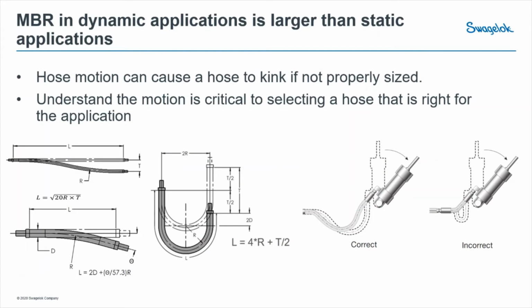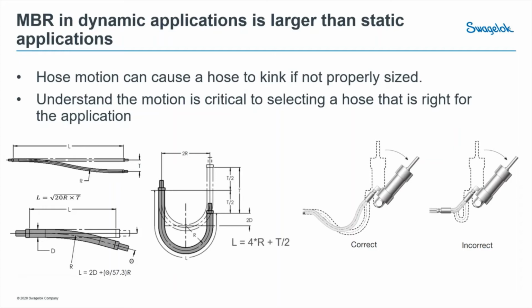So this slide just emphasizes that we just talked about minimum bend radius. It gets emphasized when you get into dynamic applications. Dynamic applications are just tougher on hoses in general. So if you have a sharp turn and you're not sure if you should give it more give, first of all, do it, so you're taking it easier on that hose.